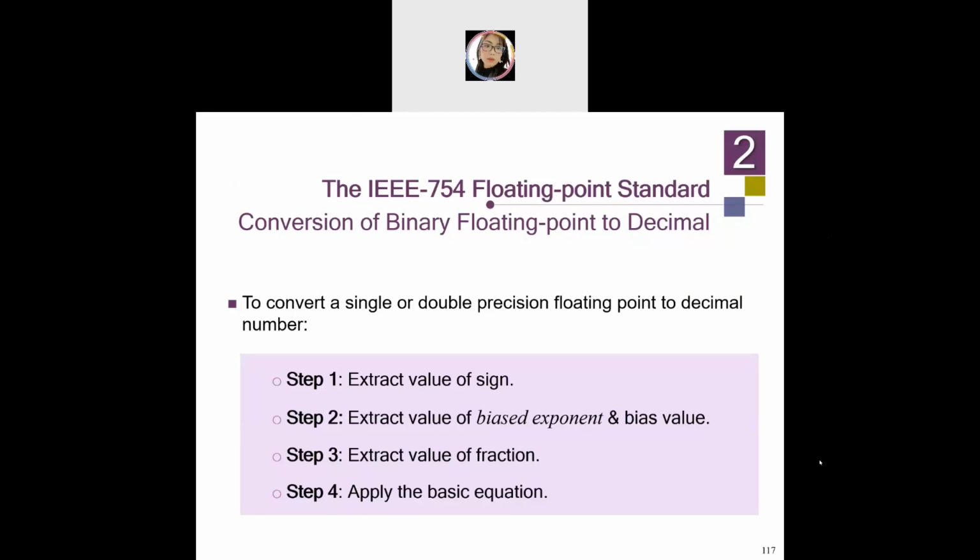Ana. Okay, you can answer. Ask me question. Why did we drop the leading one of the fraction? That is for IEEE only. IEEE, that's why we start with the 1 there.